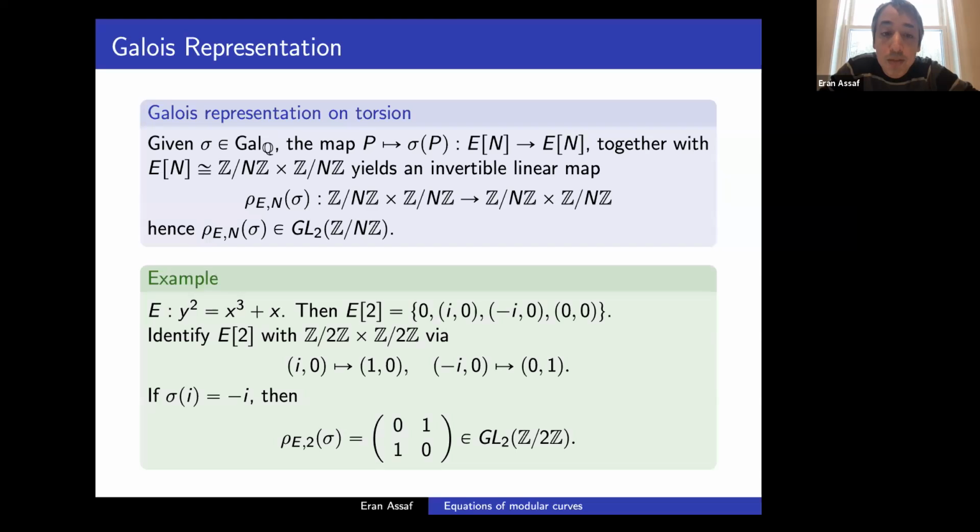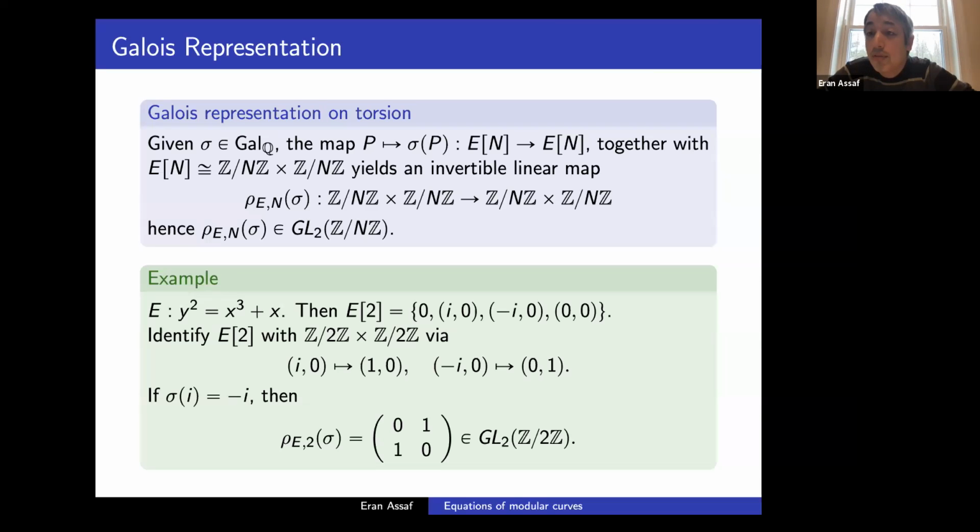So to be more explicit, let's see an example. Again, we continue with the example from before. So we have these two torsion points of our elliptic curve. There is an isomorphism between these torsion points and the group Z mod 2 cross Z mod 2. And we will identify it by sending the point I0 to the first basis vector, and minus I0 to the second basis vector.